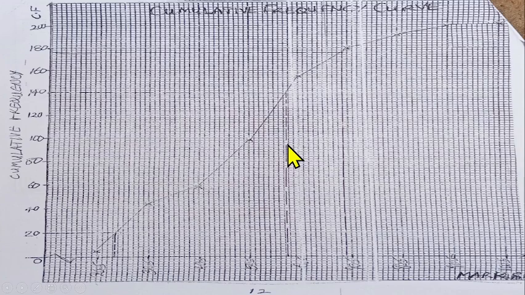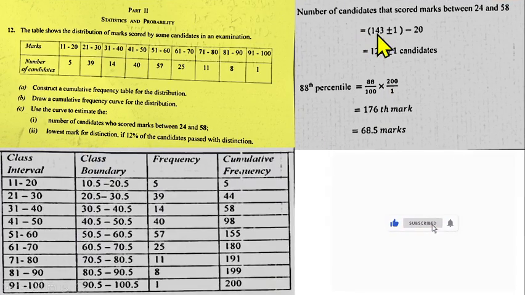So, pardon me, let's go back. Then that means you'll be having 143 minus the 20 that you got on the graph, and that should give 123 candidates.